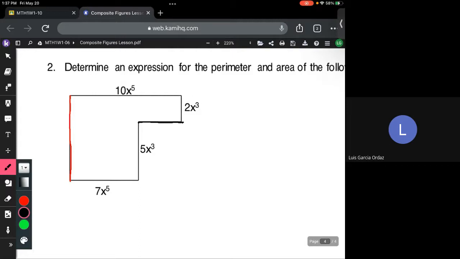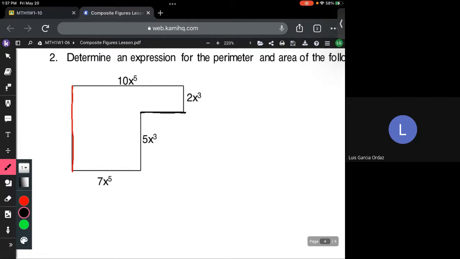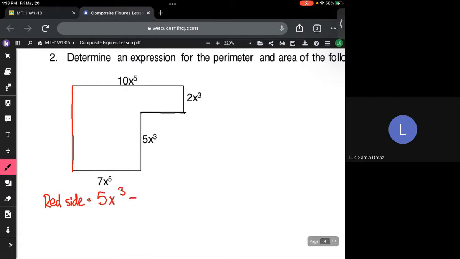Sean. I think you add 5x cubed plus 2x cubed. Yep, to the other side. So the red side is going to be, as Sean said, 5x cubed plus 2x cubed, which gives us what? See if you remember how to add binomials together. Remember, the variable part stays the same, you just add the numbers. Alice, 7x cubed.